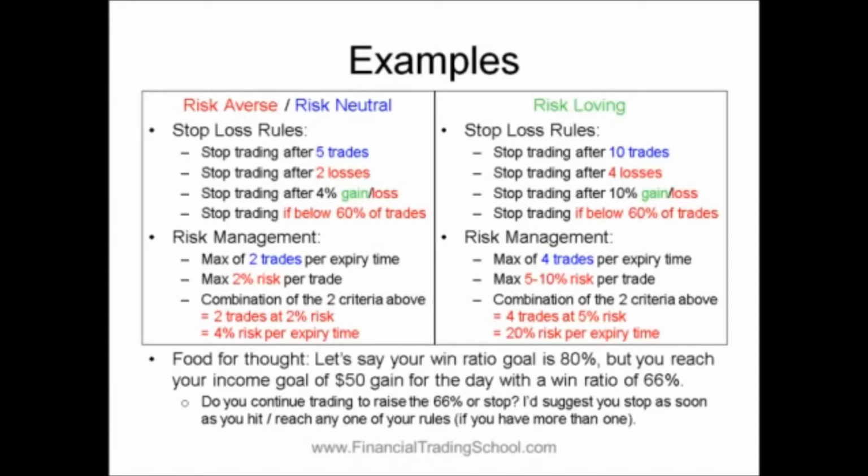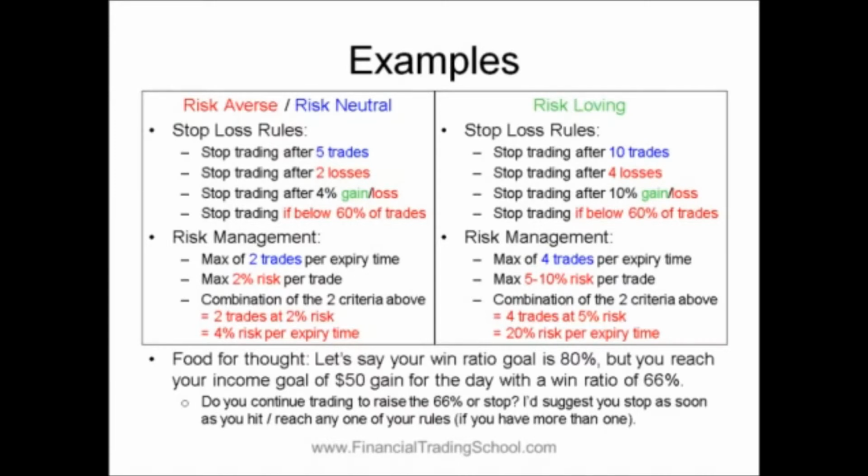And also some food for thought. Let's say your win ratio goal is 80%. So you want to get an 80% accuracy, but you reach your income goal of $50 gain for the day with a win ratio of 66%. Do you continue trading to raise the 66%, or do you stop?